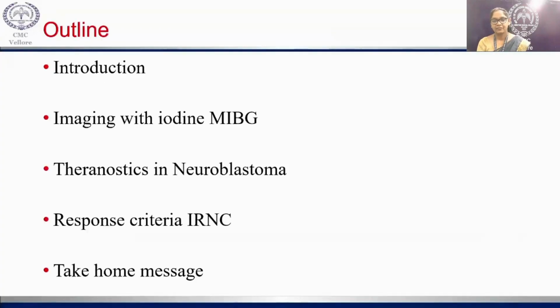This will be the outline of my topic. I will be introducing what MIBG is, how we image, and what the theranostic options are in neuroblastoma, the response criteria, and the take-home message.